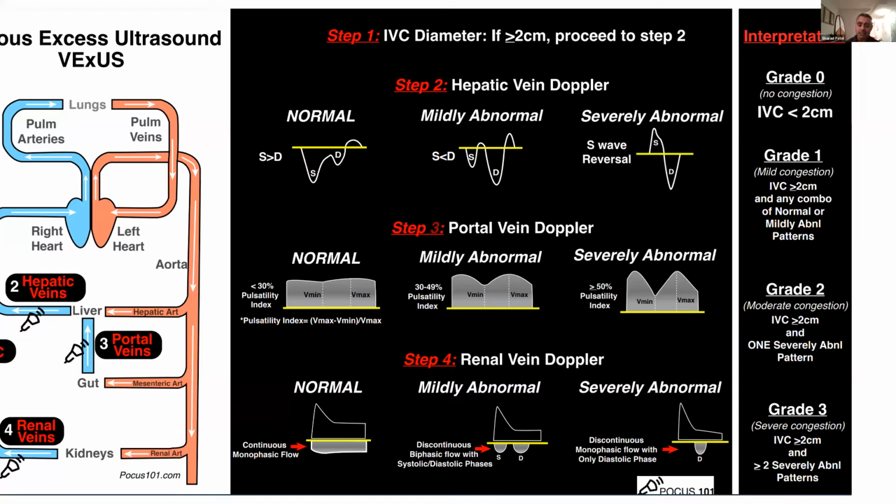I'm quite experienced doing this. I get this around 70-75% of the time. The portal vein, I can get 90-95% of the time. The hepatic vein, I'll get 100% of the time. But this one is a little bit more difficult.